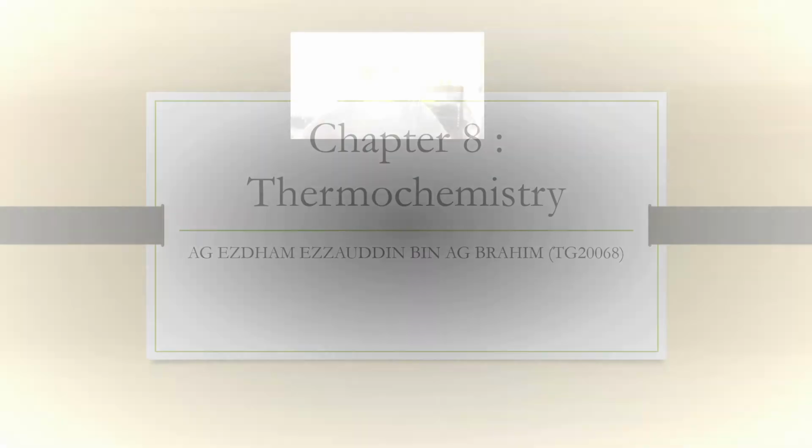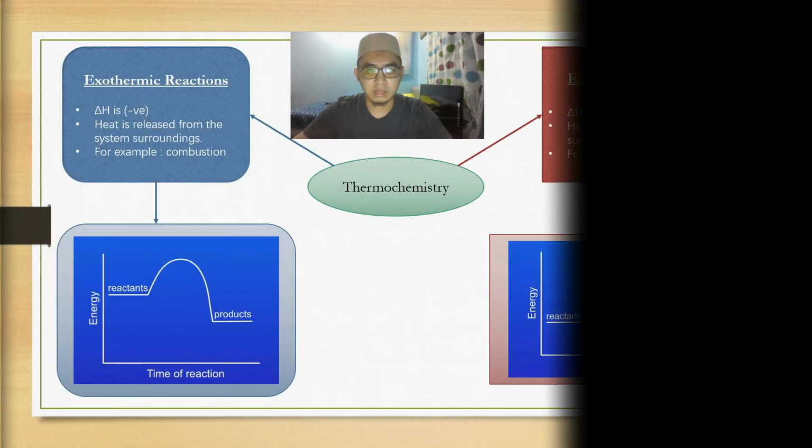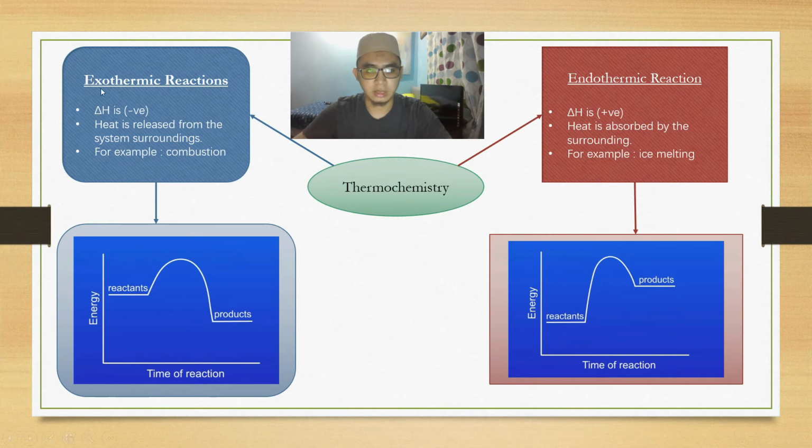I will cover chapter 8 of chemistry, which is thermochemistry. Thermochemistry is divided into two: exothermic reaction and endothermic reaction. Endothermic reaction is where delta H is positive, meaning that heat is absorbed from the surroundings, for example when ice is melting.